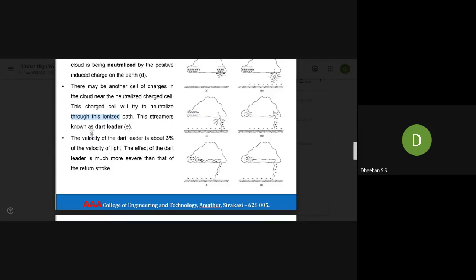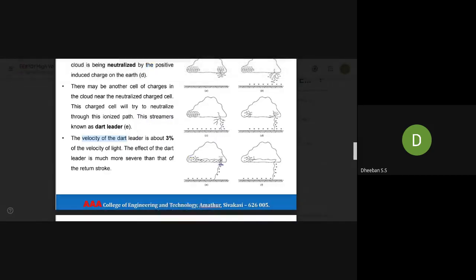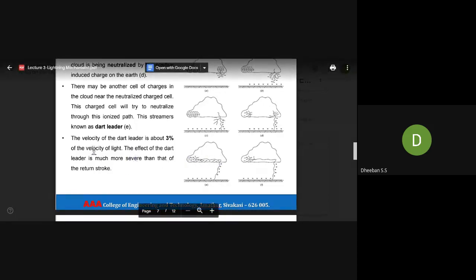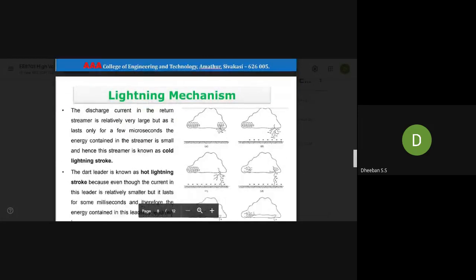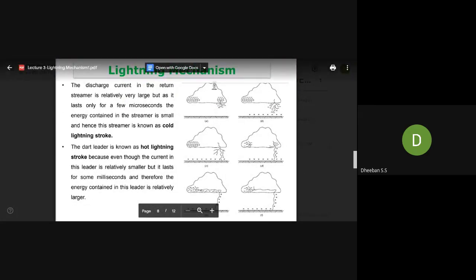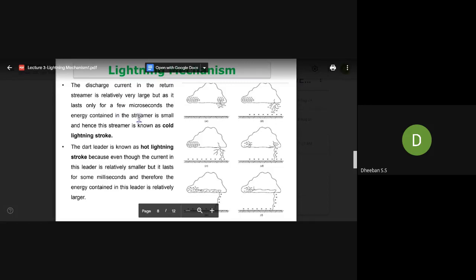The velocity of this streamer is known as dot leader. So this part is called the dot leader. The effect of the dot leader is much more severe than the return stroke, so it will have a very high impact compared to your return stroke. The discharge current in the return streamer is relatively very large. The current is very high. That's what they're saying. The energy contained in this streamer.